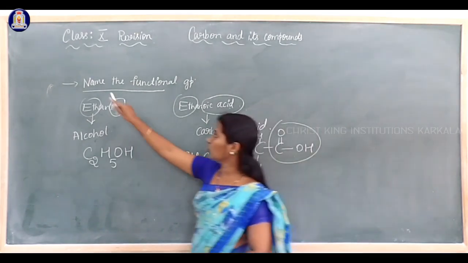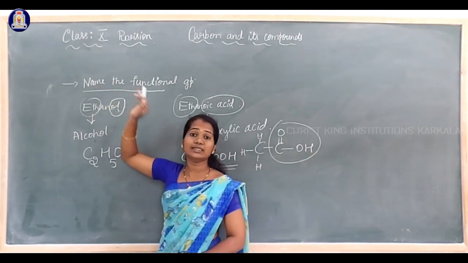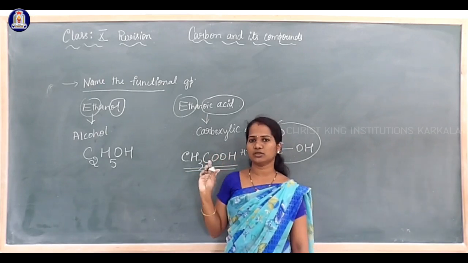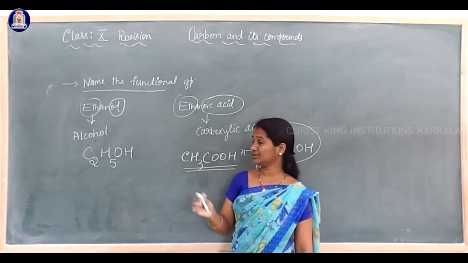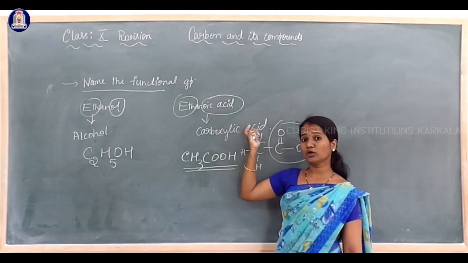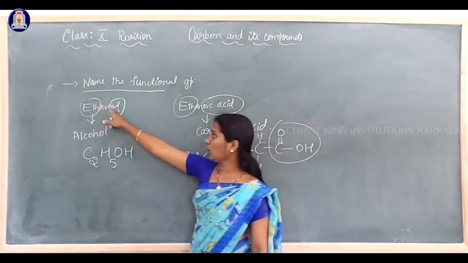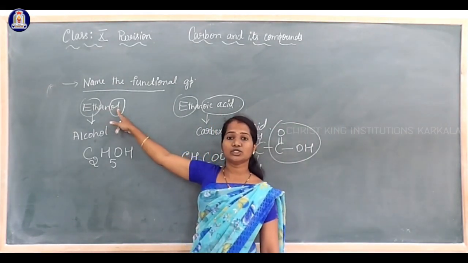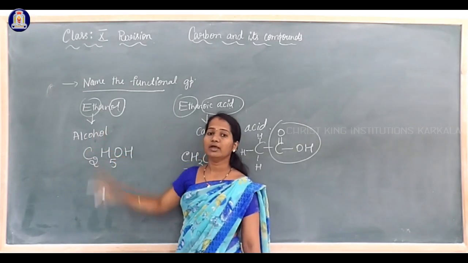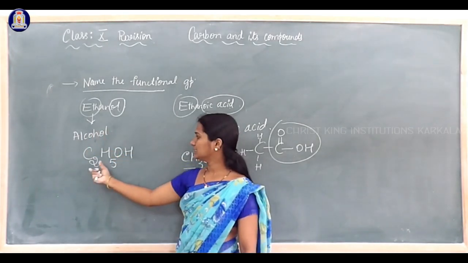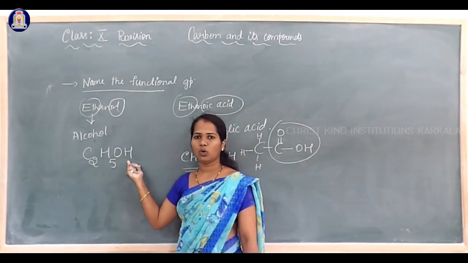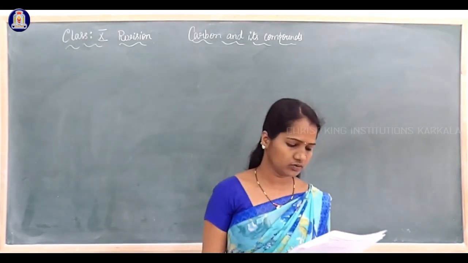It is asked only to name the functional group, not to write it. You have to write just the name: carboxylic acid. Ethanol, OL, so the functional group is alcohol. Its molecular formula is C2H5OH. Next we will continue.